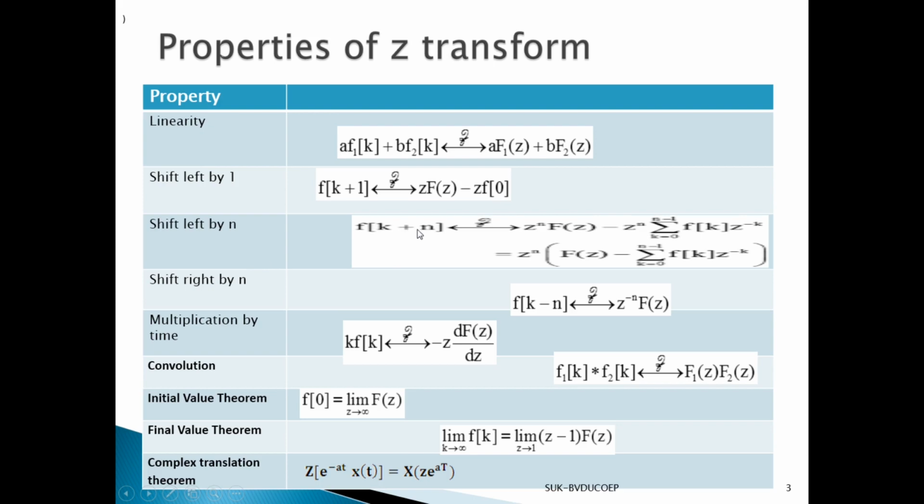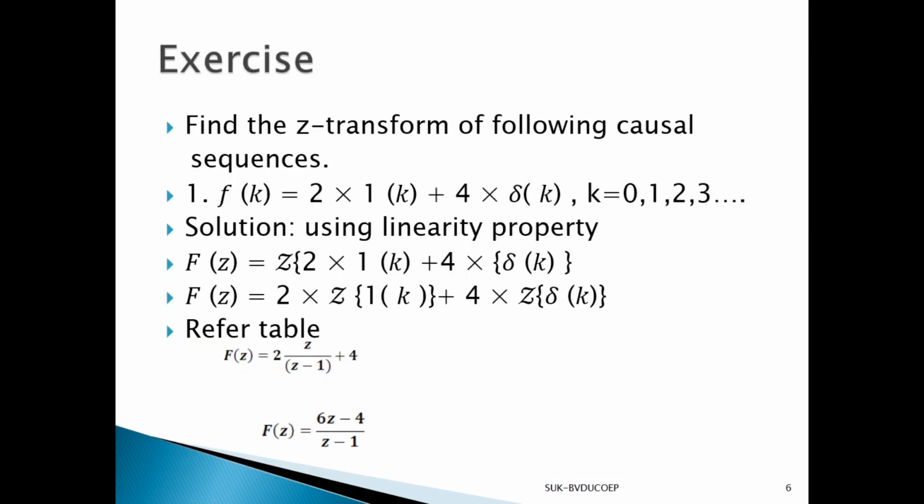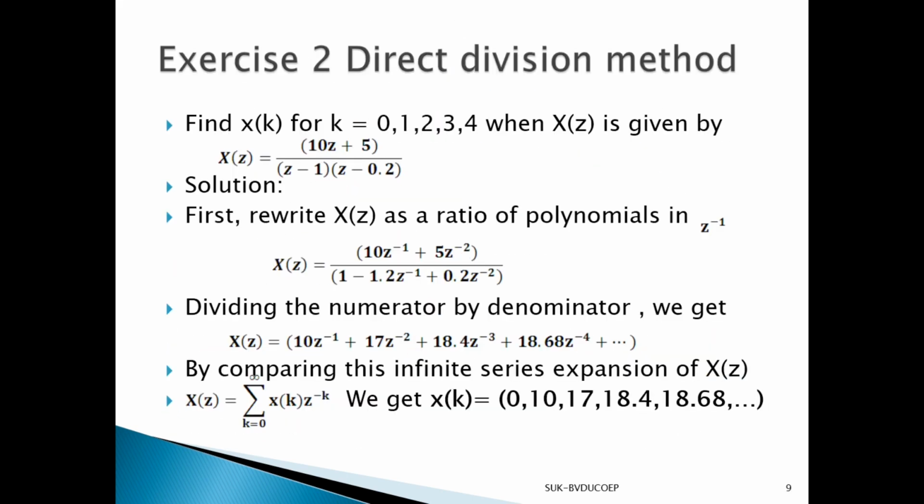Suppose Z of f of k plus 2 is equal to z square F(z) minus z square f0 minus z f1. Like that we have to solve. Shift left, so you have to use this formula while solving the difference equation, the shift property.